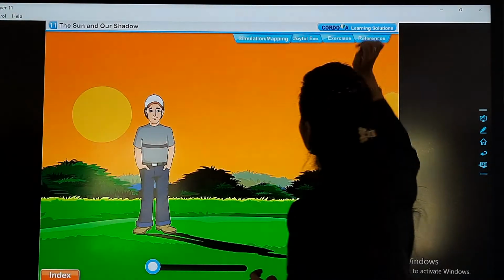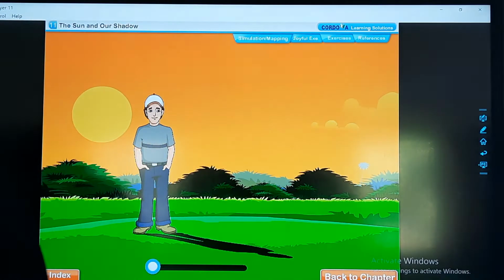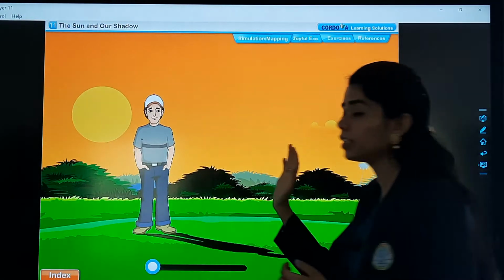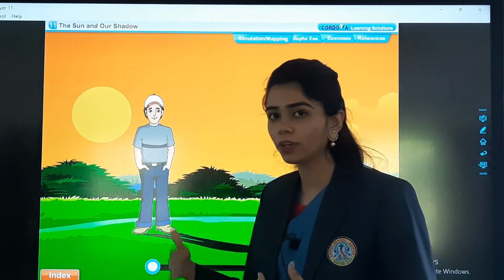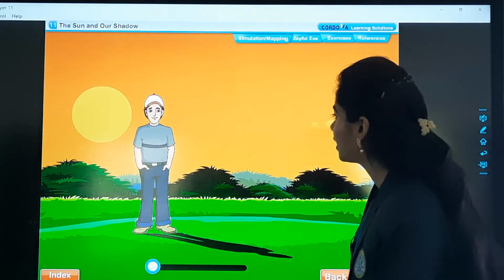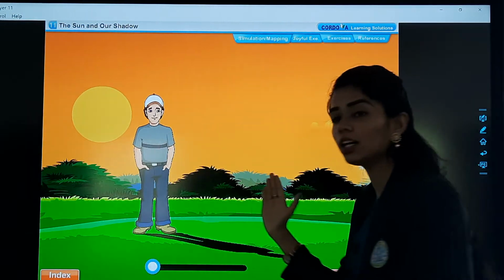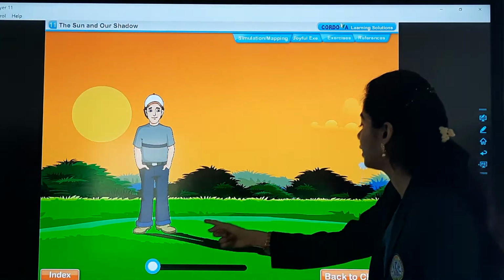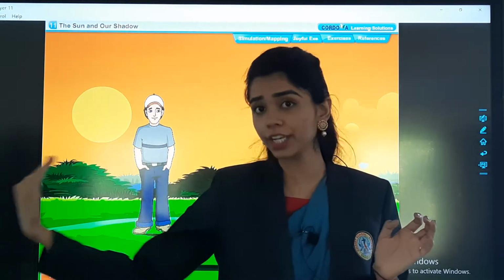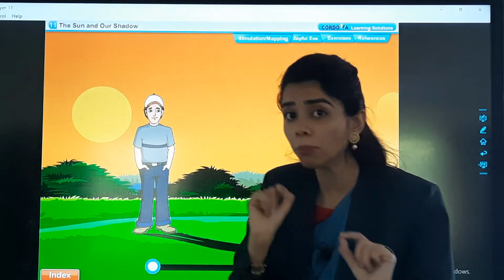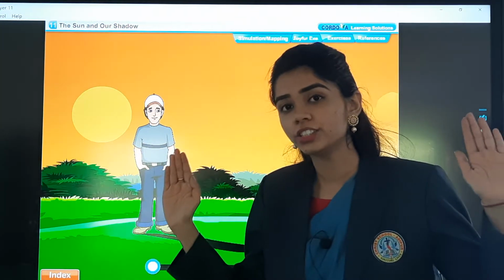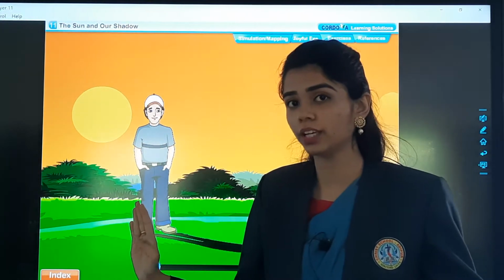Chapter 11. See, now this is the morning time, and we know that the sun rises from the east. You can see that there is a boy standing and there is a shadow. The sun is at the side, and during the morning time the shadow is the longest. The shadow is long.